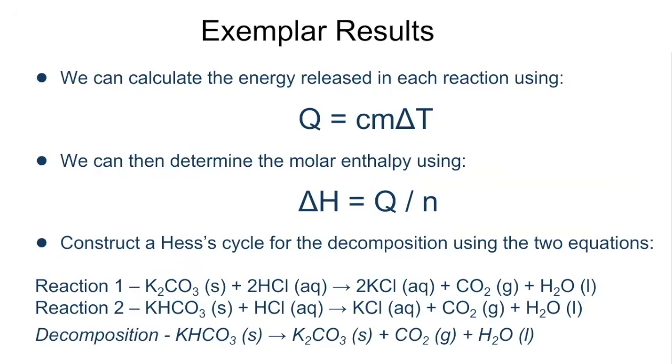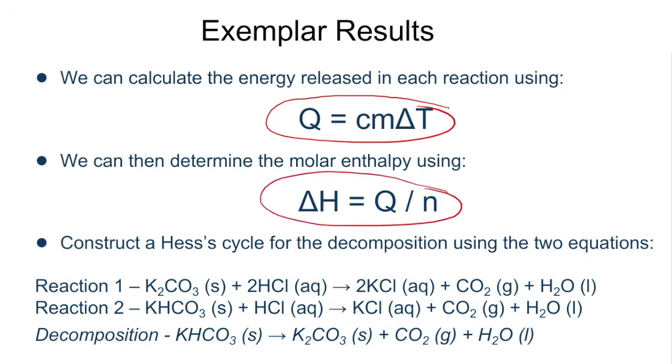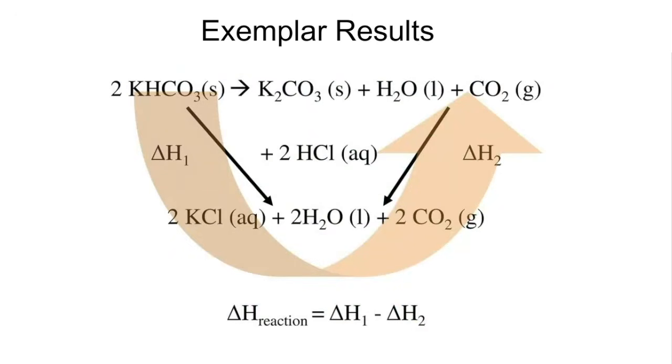So what do we then do with our results? Well, we can calculate the energy released using Q = cnΔT. We can then use that to calculate ΔH, which is our energy change per mole. So we can work out how many moles of our potassium hydrogen carbonate or potassium carbonate we used. We can construct a Hess's cycle from these two reactions, which are neutralizations, to give us our target decomposition equation. And the Hess's cycle that we would construct looks something like this.